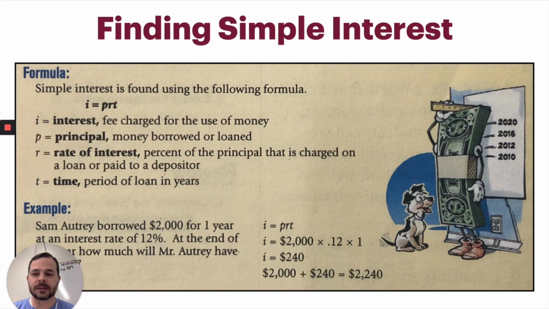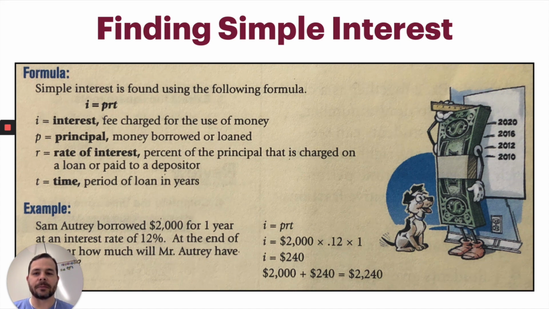So today we're looking at finding simple interest. So if you have your book open to page 287, you'll see this box here. And so there's a formula. Simple interest is found using the following formula. I, okay, that means interest, is equal to P times R times T. So I is equal to interest, and interest is a fee charged for the use of money. So when you go and try to start a business, or you get a loan for a car because you don't have enough money to pay outright, you would have to have an interest rate on that loan.